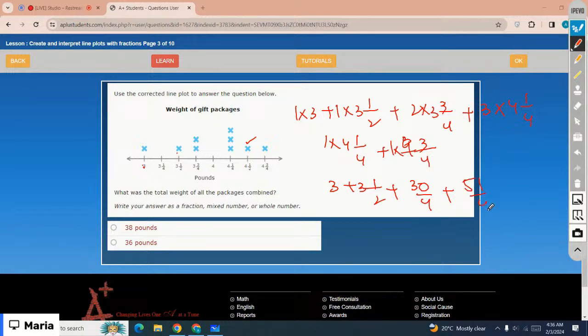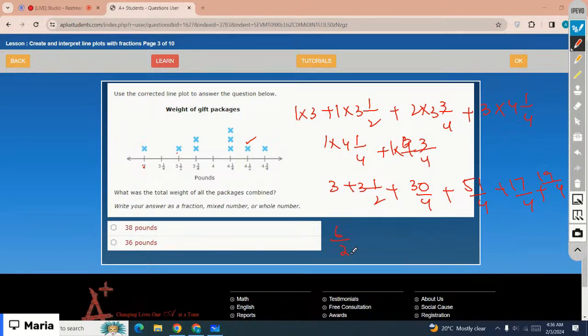17 times 3 is 51 over 4. 4 times 4 is 16 and 1, 17. That is 17 over 4. And 4 times 4 is 16, 17, 18, 19 over 4. You just have to add them. First, let's multiply to make their denominators the same. You need to multiply these 2 by 2.